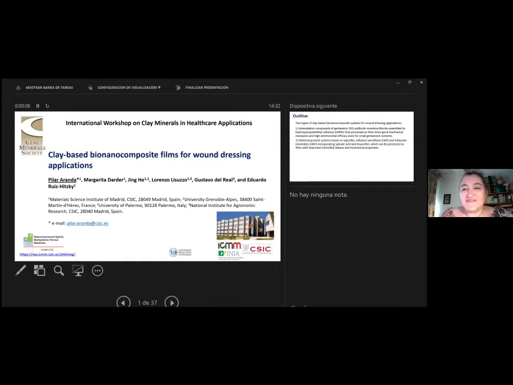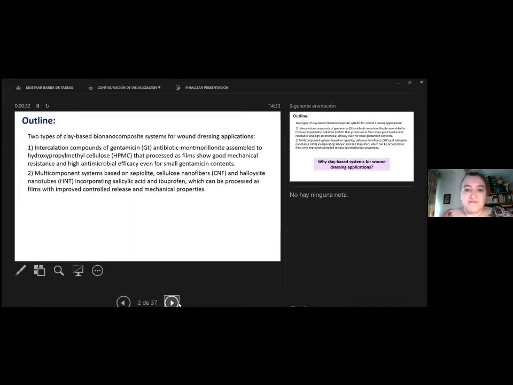Also with application of clay, but in this case, clay-based bionanocomposites, also for application related to the skin, to protection of the skin. I will introduce two types of bionanocomposites. One is the system for which we have an article for publication in the special issue. It is centered on bionanocomposites based on the intercalation of gentamicin antibiotic in montmorillonite and then combined with hydroxypropyl methyl cellulose, which is called a typical bionanocomposite.